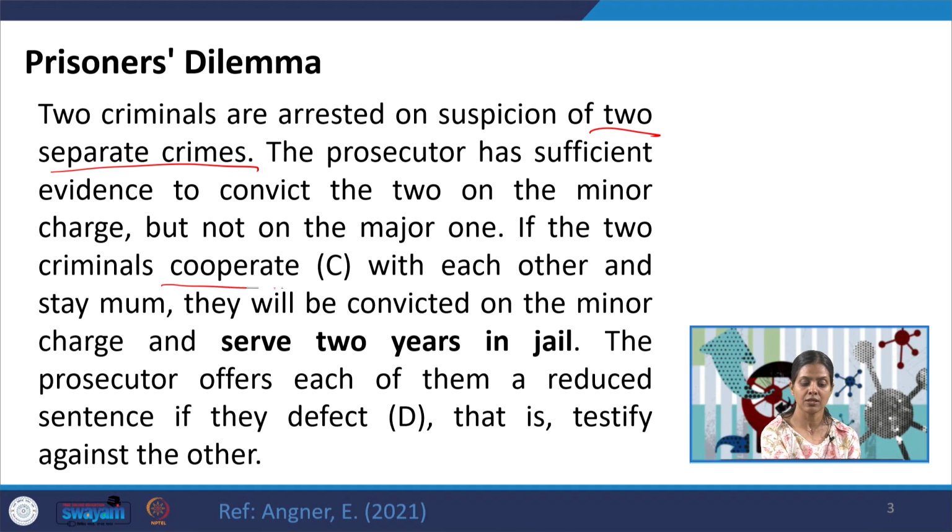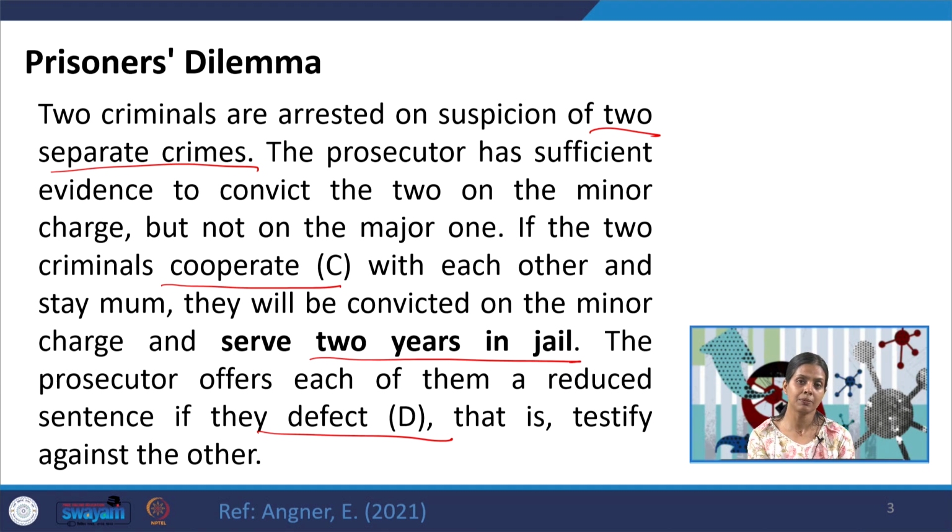The first one is cooperation with each other, where both of them just stay mum and say that no, I have not done it, and that is it. So, they will not be convicted of the major one, only for the minor one they will serve 2 years in jail. The prosecutor offers each one of them a reduced sentence if they defect, that is, testify against the other. So, here is the situation of defection that we defined in the previous module, where one can defect and get benefit at the cost of the other.